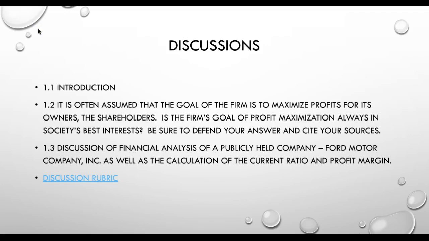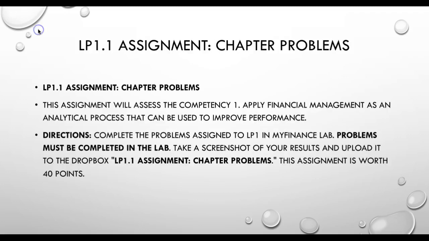So in your discussions, of course, you guys know how to do introductions. I think most of those are already completed. In 1-2, the discussion is: it is often assumed that the goal of the firm is to maximize profits for its owners, the shareholders. Is the firm's goal of profit maximization always in society's best interest? Make sure you defend your answer and cite your sources. Discussion 1-3 is a discussion of the financial analysis of a publicly held company, Ford Motor Company, Inc., as well as the calculation of current ratio and profit margins. Again, look at your discussion rubrics. I grade strictly by that.